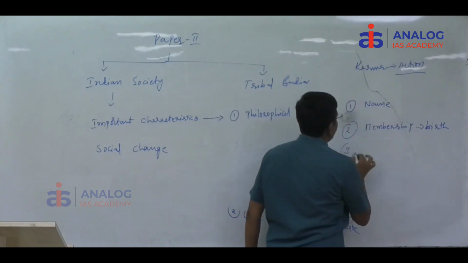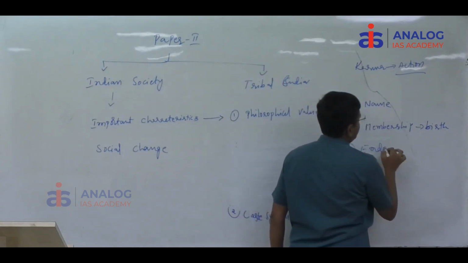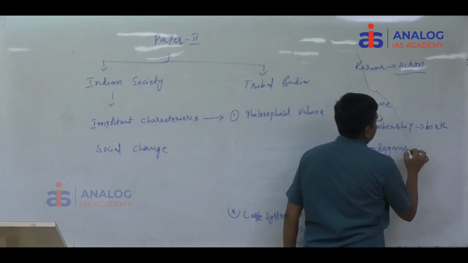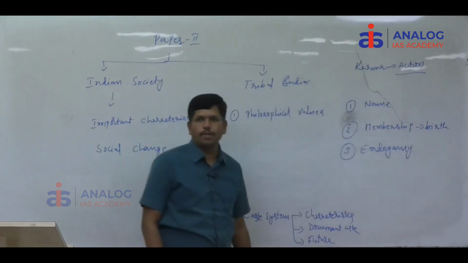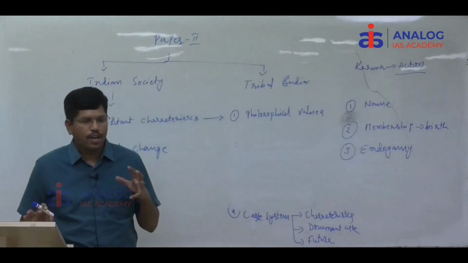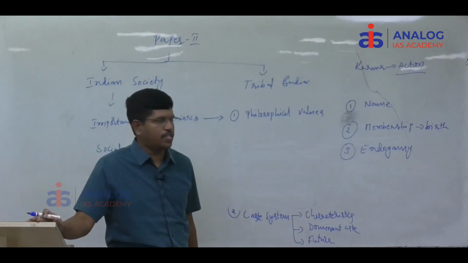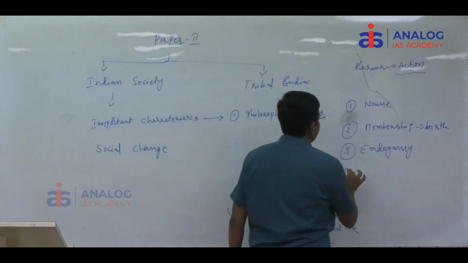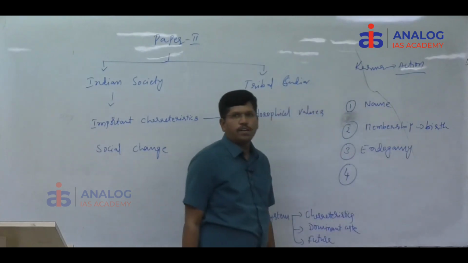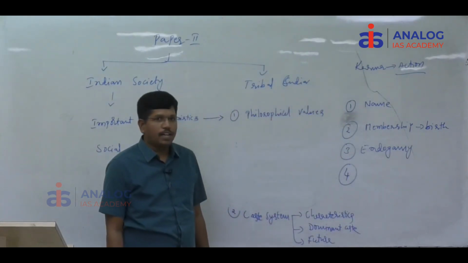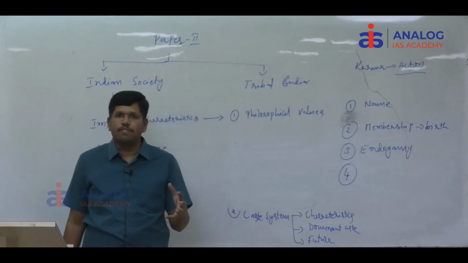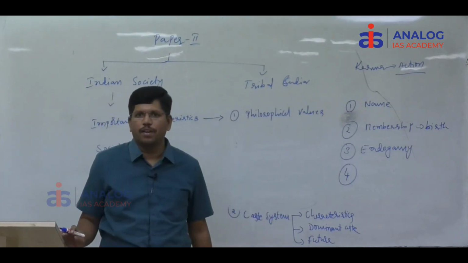After that, endogamy, a very important characteristic of the caste system in Indian society. Endogamy: everyone wants to have marriage within the same caste. Even today it is being practiced rigidly, barring a few exceptions. We can come across killing of children when they violate the principle of endogamy.